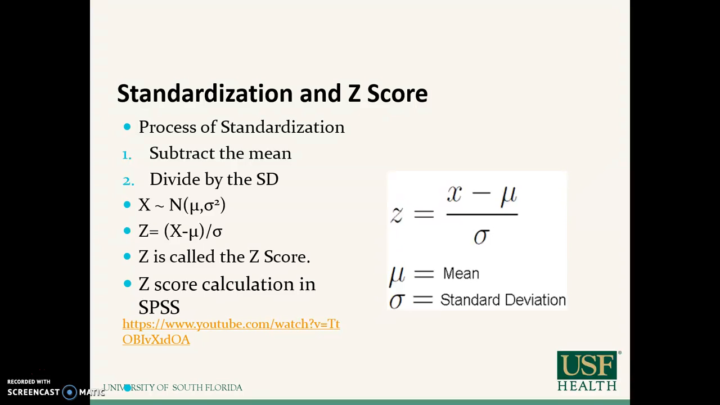And the process of doing that is called standardization. Basically, you subtract the mean, then you divide by the standard deviation. So the formula is z equals (x minus mu) divided by sigma. If x follows a normal distribution with mean mu and variance sigma squared, then we calculate z equals (x minus mu) divided by sigma, and z is called the Z score. And z will follow a standard normal distribution.